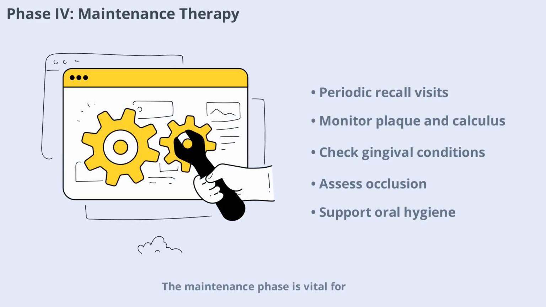The maintenance phase is vital for preserving periodontal health after active treatment. Periodic recall visits are scheduled to monitor plaque, calculus, gingival conditions, occlusion, and tooth mobility. Regular maintenance helps detect early signs of disease recurrence and allows for timely intervention.